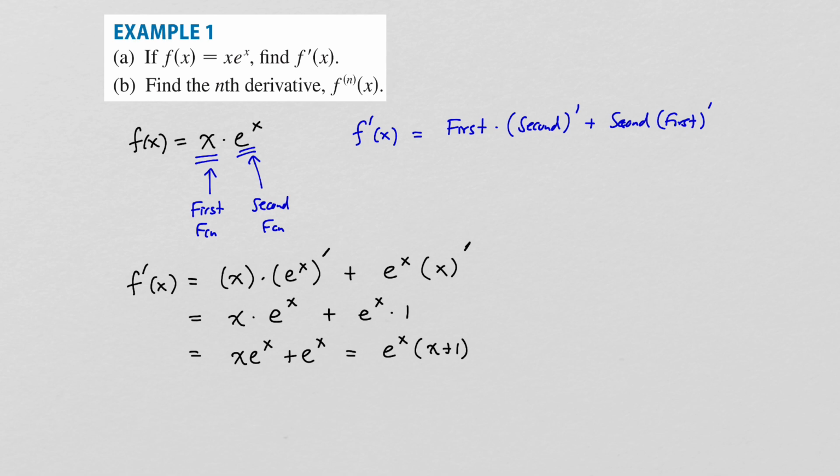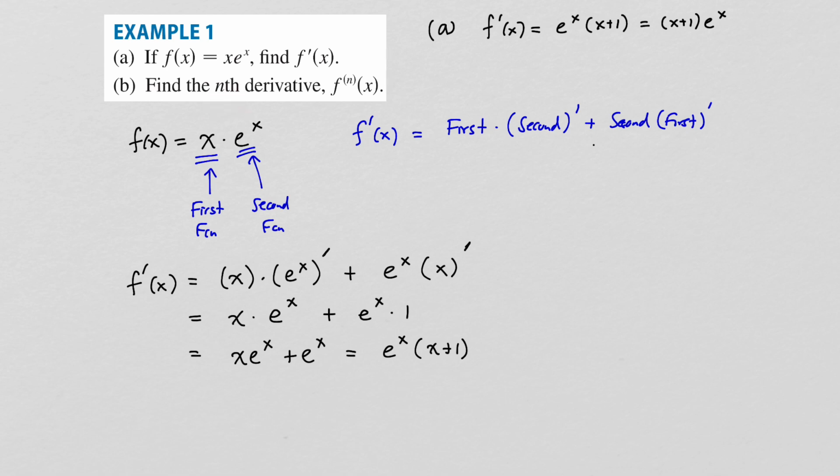Now, let's write that up here at the top. So the answer to part A is f prime of x is e to the x times x plus 1, or you could write that as x plus 1 times e to the x. Now for part B, we want to find the nth derivative, which might seem a little strange, but basically that means we want to try to find a formula for the nth derivative.